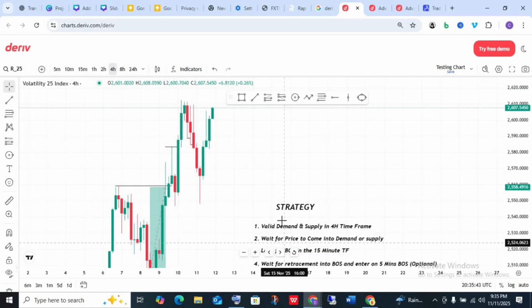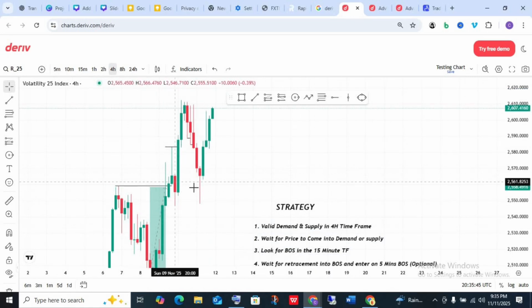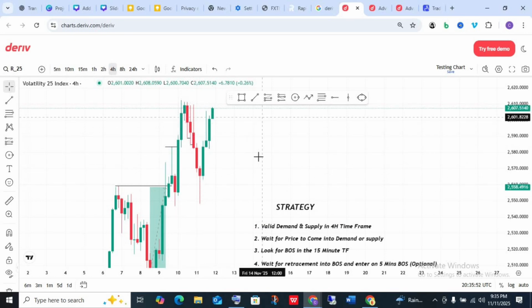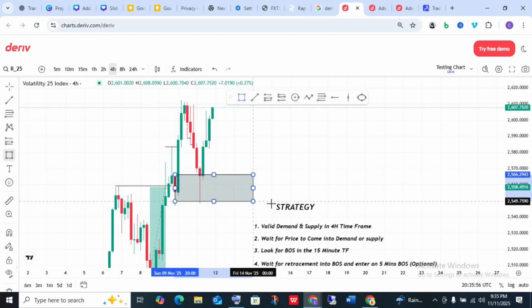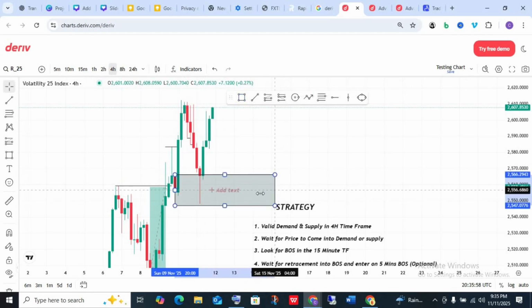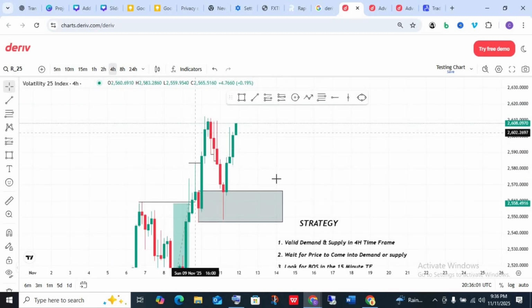And now, what is our demand? Our valid demand or supply is the last candle before a massive buy that broke structure, or the last candle before a massive sell that broke structure. So where is the last candle before the massive buy? This is it here, right here. Okay, so this is our new POI that we're waiting for price to come into.